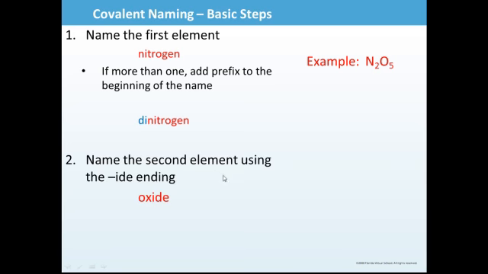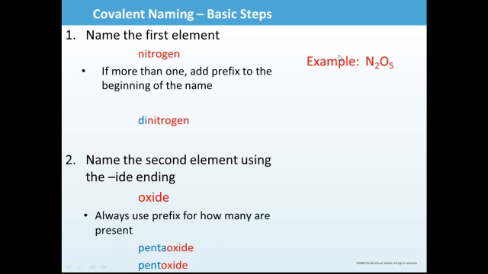Then I'm going to name the second element using the IDE ending. This is the only thing that's the same from ionic. So the second element always has the IDE ending, oxide. And even if you have one, you always have a prefix. Always use a prefix for how many there are, even if there's one. Pentaoxide, which oftentimes gets reduced to just pentoxide. Whenever you have the AO, a lot of times it's just pentoxide. So the correct name for this chemical is dinitrogen pentoxide.